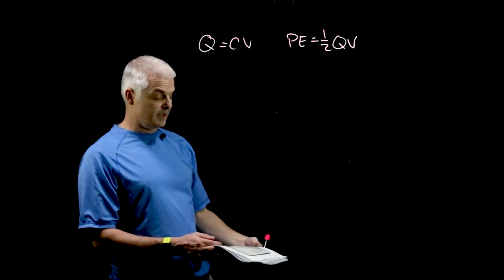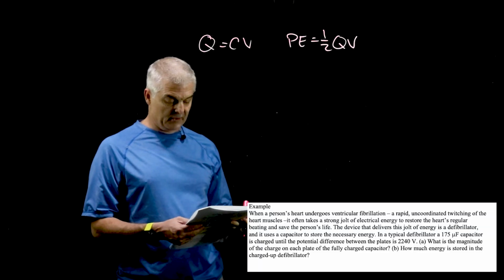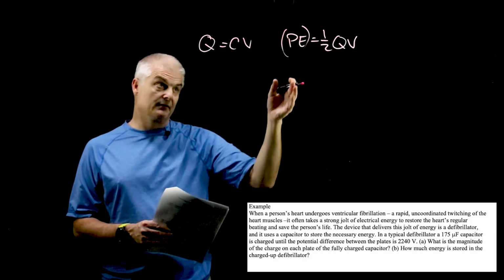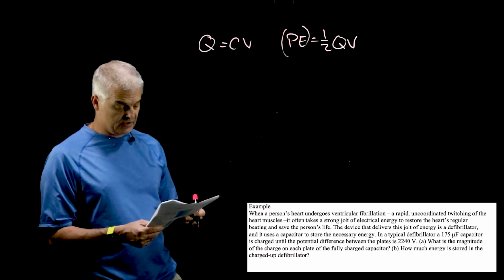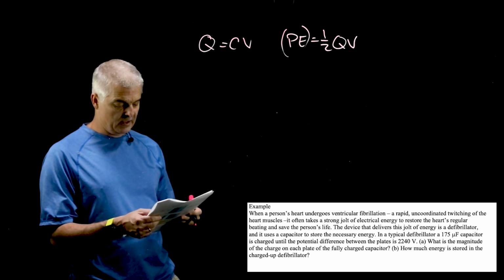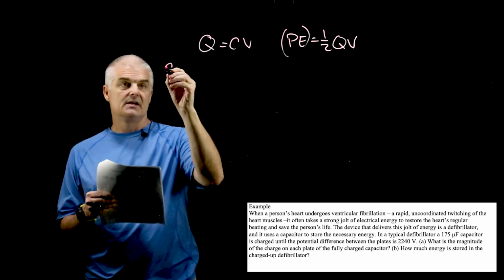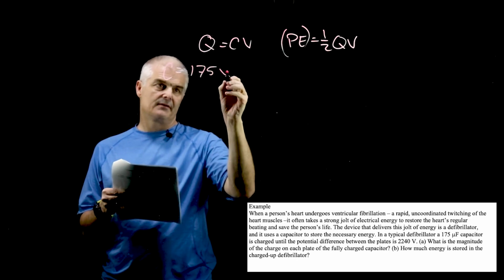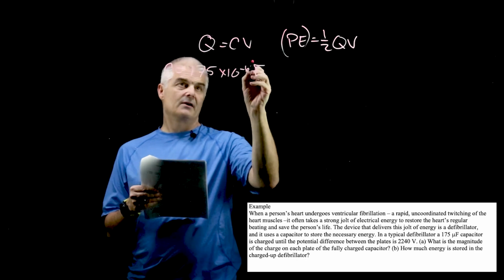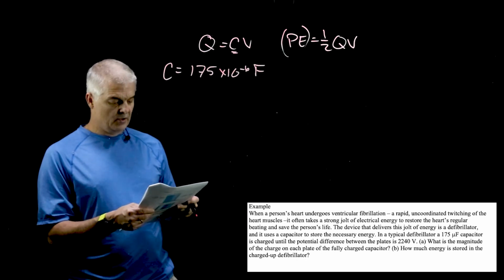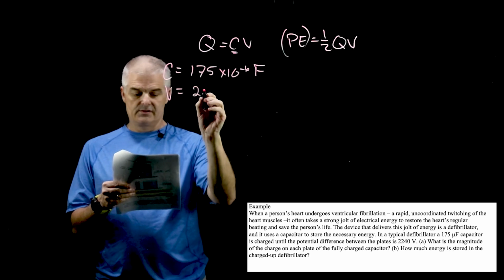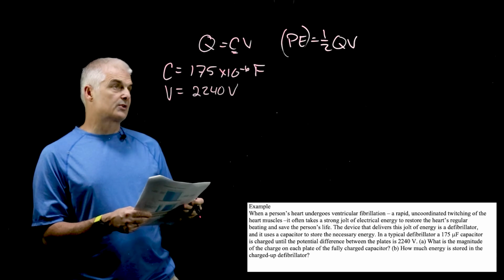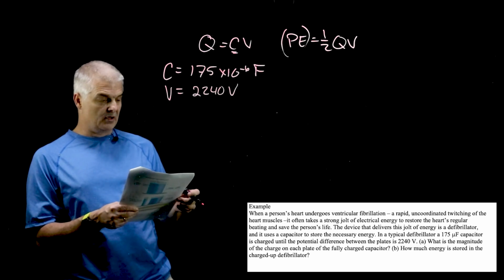So let's take this example right here. We've got a defibrillator, and we're trying to figure out how much energy, the potential energy, it's going to have, or it could be converted to kinetic energy as it's released. So what do we know about this particular defibrillator? We know that it has a capacitance of 175 microfarads. I'm just going to say 175 times 10 to the minus 6th farads. That's the C. We know the voltage, very high: 2,240 volts. That's given in the problem. And we want to solve for Q and for PE.